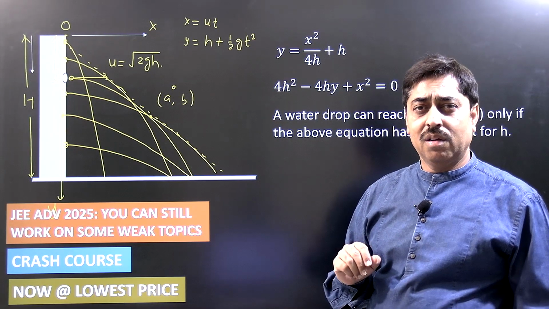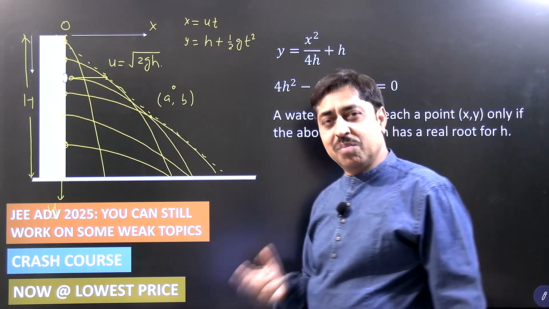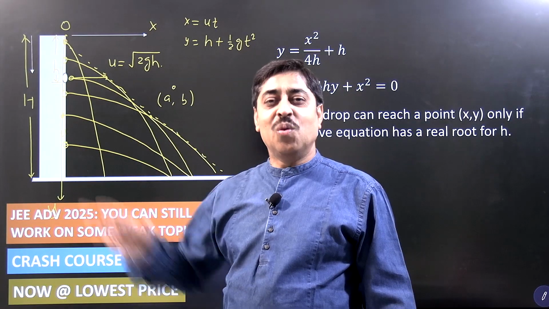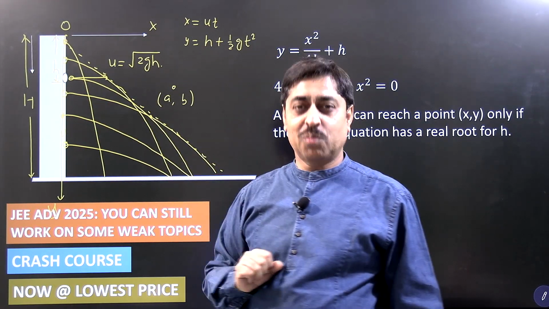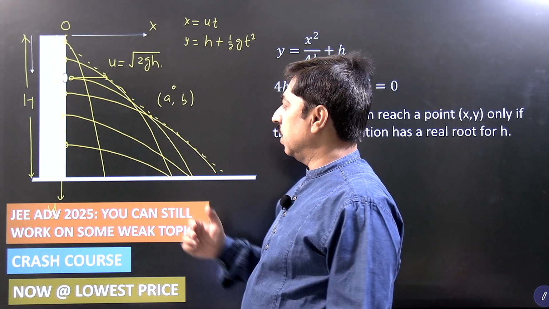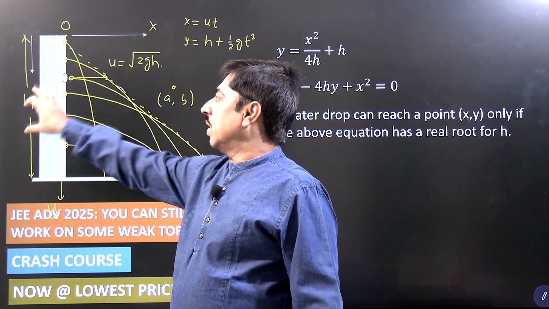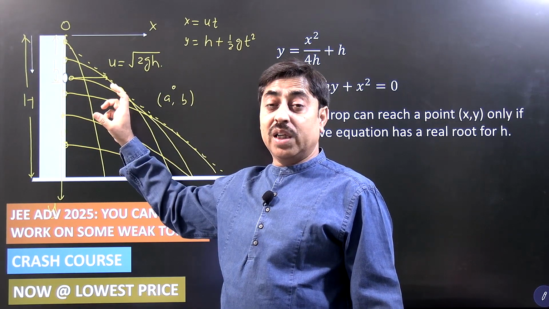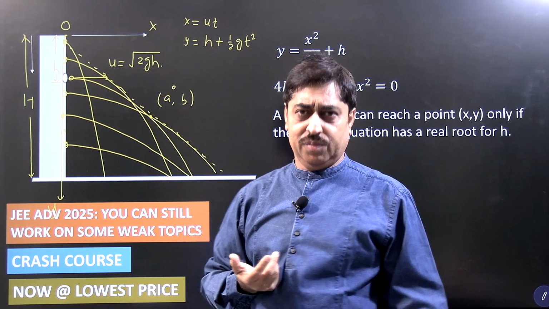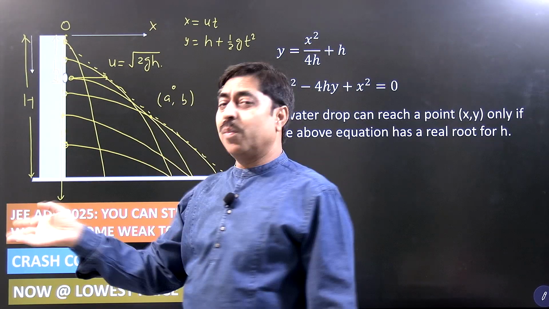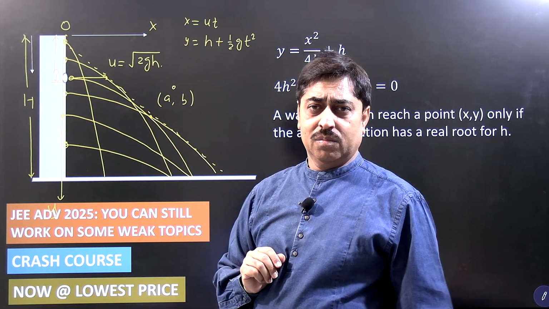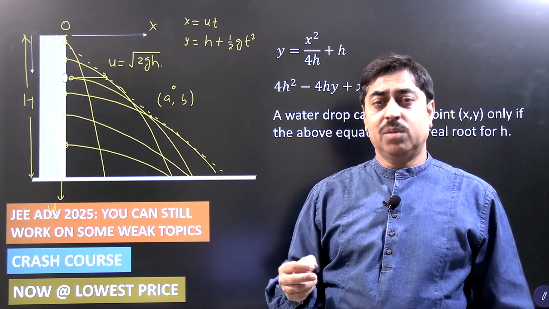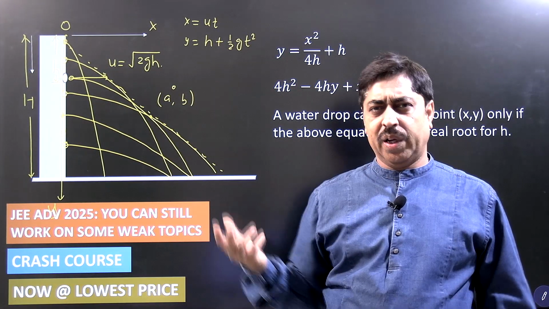What does it mean? It simply means that no water particle can pass through this point. Of course, we have a limitation. We have a limitation that the height of our tower is limited. So, which means small h cannot be greater than capital H. Small h cannot be less than 0. So, if solving this gives me a value of h which is less than 0, it does not make any sense.